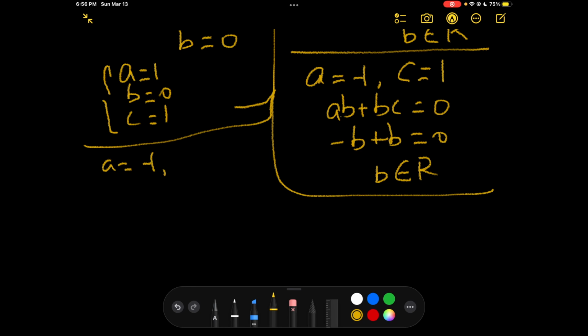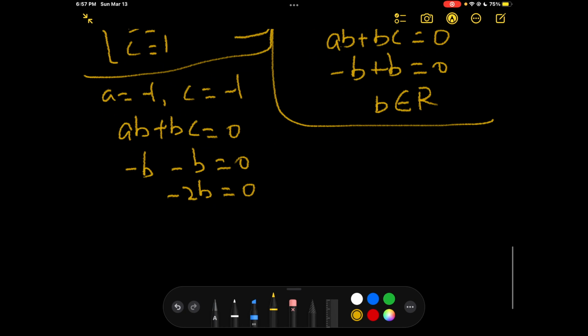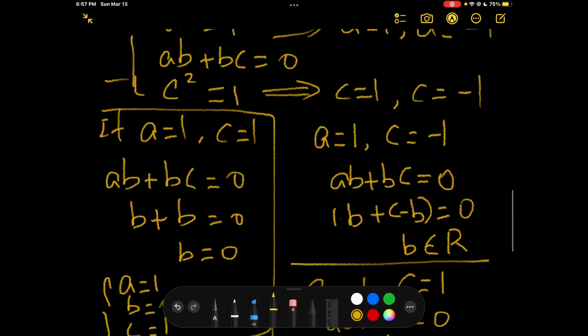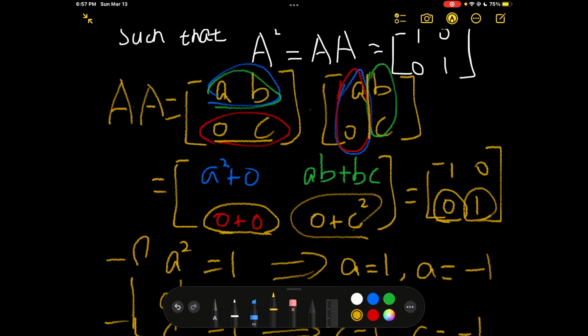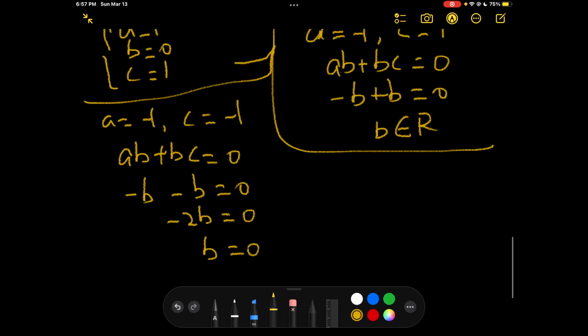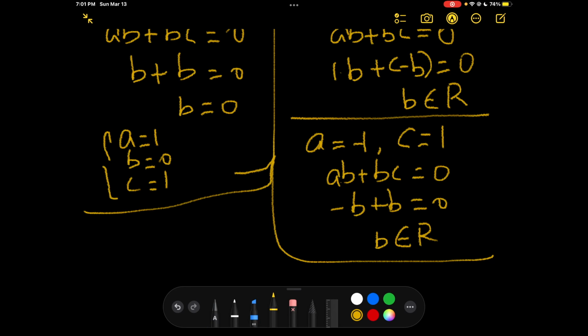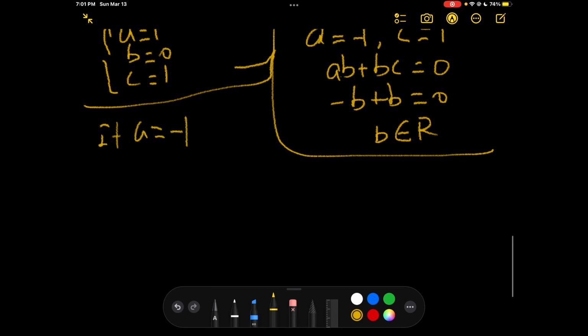If a equals -1 and c equals -1, we have ab plus bc equals 0. That will be -b and -b equals 0, so -2b equals 0, and b has to be 0. Let's see another case. What if a equals -1 and c equals -1? We need to satisfy this equals 0.